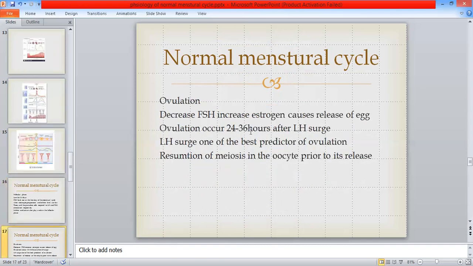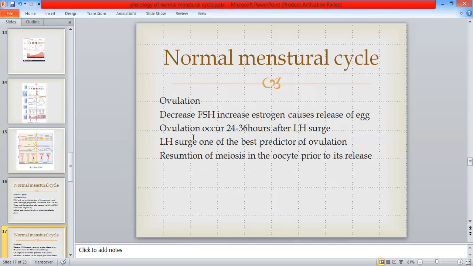Ovulation occurs when there is an LH surge, and during ovulation the FSH level decreases and estrogen levels are at maximum, and this increased estrogen level causes release of the egg. Ovulation occurs 24 to 36 hours after the LH surge. The LH surge, as I have already told you, is one of the best predictors of imminent ovulation.